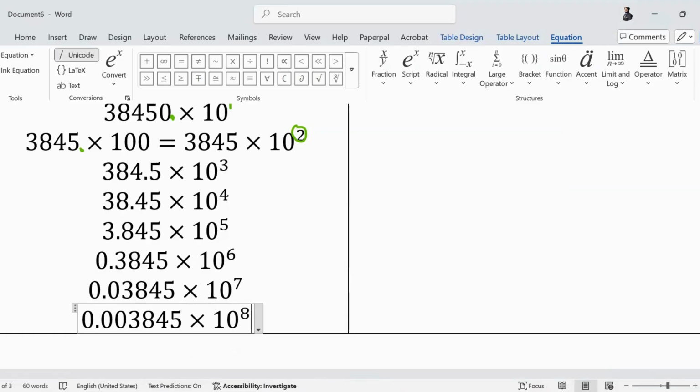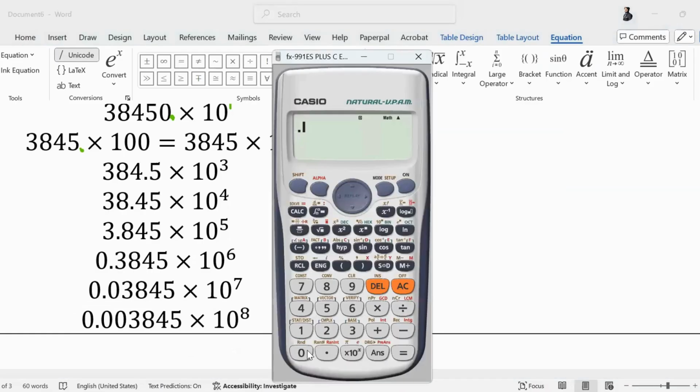If I write even the last answer, 0.003845, even the calculator has a single button for exponent. Exponent 8, into 10 to the power, the calculator has a single button which is called exponent. Still get the same value, 384,500. Does the value change? So that means it's still the same value written in different form.